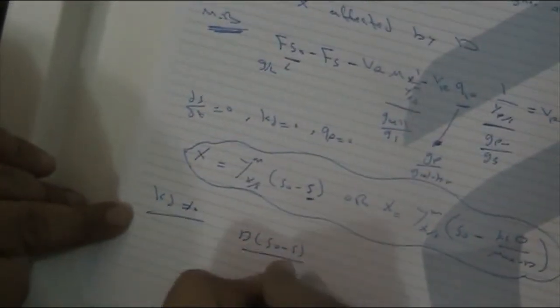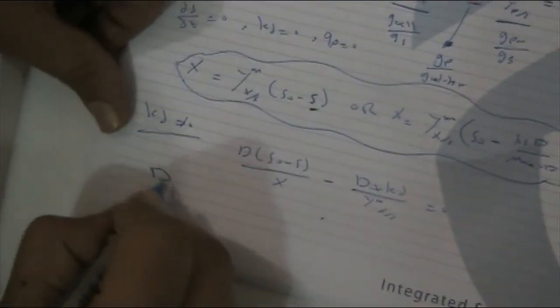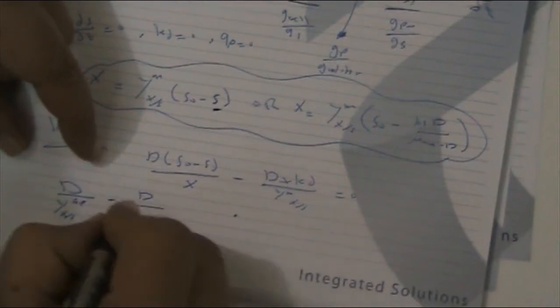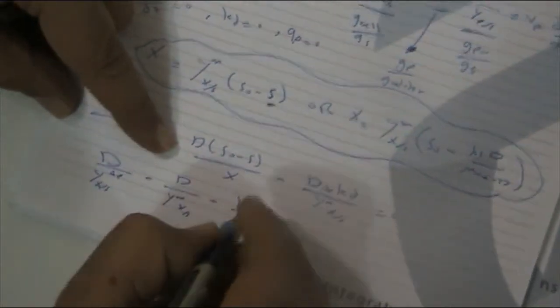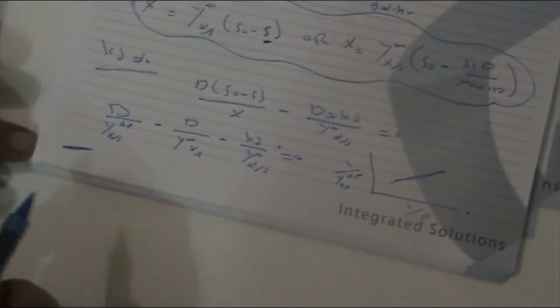Also we can work if Kd does not equal 0, and that will give D (S naught minus S) over X minus (D plus Kd) over Y max x over s, and this is equal to 0. By rearranging this equation, we get D over Yx over s apparent, and this is for a product, minus D over Y max x over s minus Kd over Y max x over s, and that will give 0. If we plot that, it will give us a straight line. This is 1 over Y x over s apparent, and this is 1 over D. We have a straight line, and we can use the slope or intercept to find the kinetic parameters. I think this is enough for this lecture, and we will continue in the next lecture.